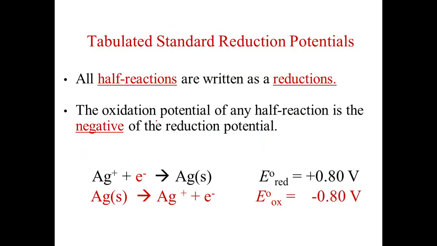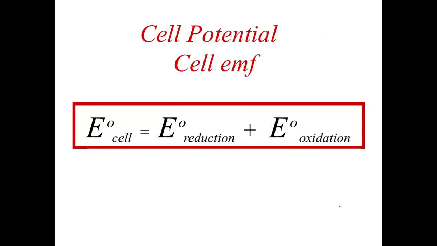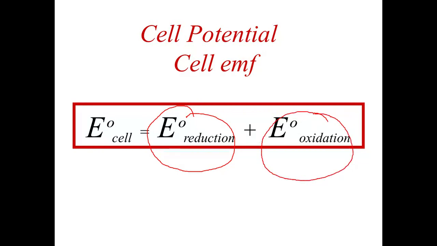So how are we going to get the entire battery voltage? Since all reactions are written as reductions, we're going to have to reverse one of our reactions. We're going to have to reverse our oxidation. So if we have a reaction that is given to us as a reduction and we need to reverse it, we simply change the sign of the voltage. So the entire battery, the cell voltage, will be the potential of the reduction reaction plus the oxidation reaction.